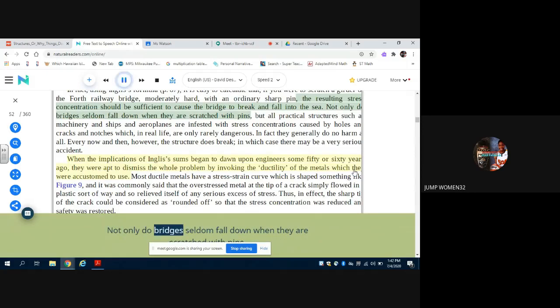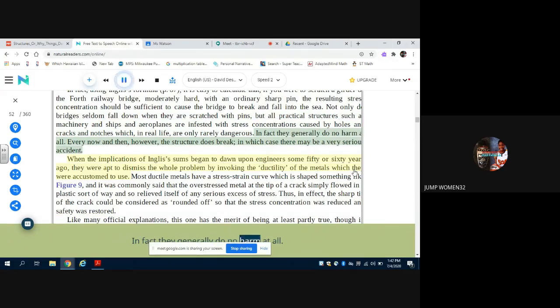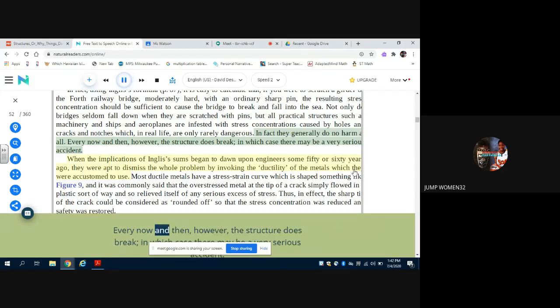Not only do bridges seldom fall down when they are scratched with pins, but all practical structures such as machinery and ships and aeroplanes are infested with stress concentrations caused by holes and cracks and notches which, in real life, are only rarely dangerous. In fact, they generally do no harm at all. Every now and then, however, the structure does break, in which case there may be a very serious accident.